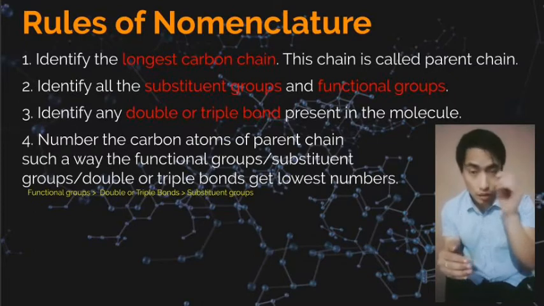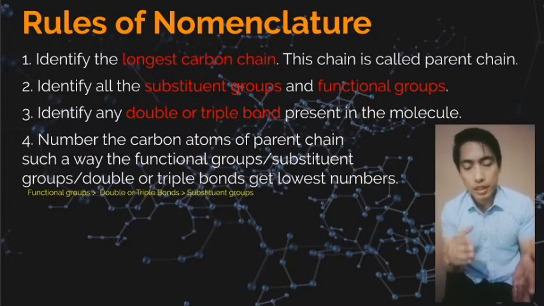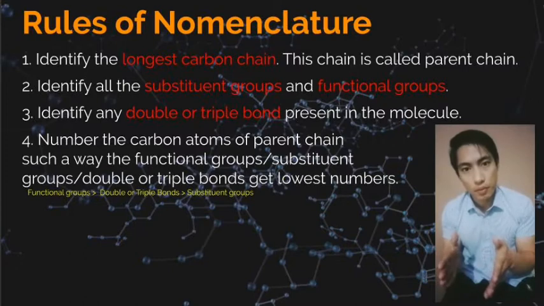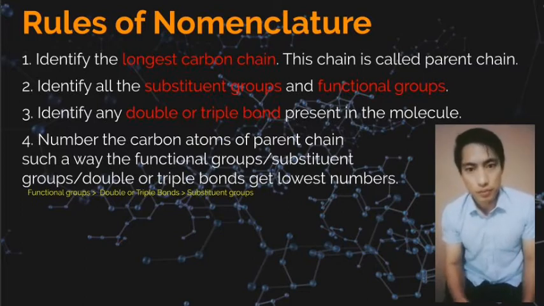So in any hydrocarbon, if you are getting any double or triple bond along with the functional group, then give the preference to the functional group first and then the double or triple bond. And if there are any subsequent groups, then the third preference will go to the subsequent group.